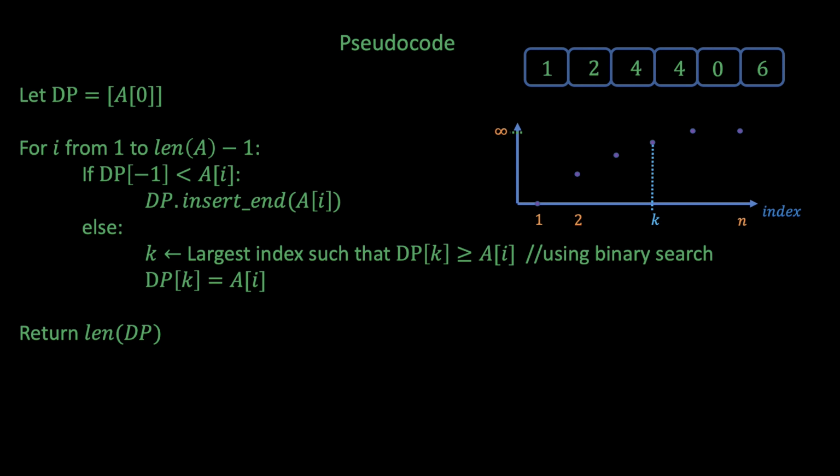This algorithm takes O of n iterations in the loop, and each iteration takes O of log n time, so the entire algorithm takes O of n log n time and O of n extra space.